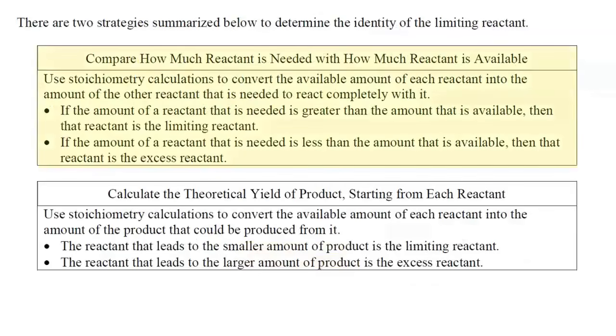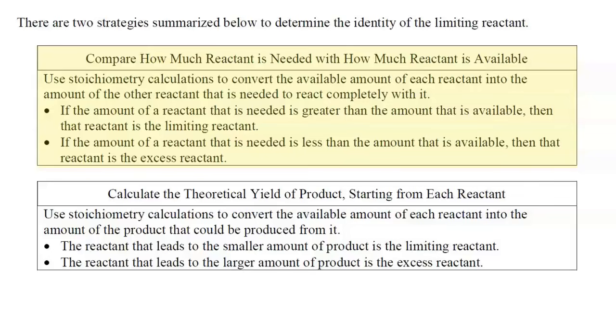So there are two strategies to determine the identity of the limiting reactant. The one that I just talked about was the following. If you compare how much reactant is needed with how much reactant is available, you use the stoichiometry calculations to convert the available amount of each reactant into the amount of the other reactant that is needed to react completely with it. And if the amount of a reactant that is needed is greater than the amount that is available, then that reactant is the limiting reactant. But if the amount of a reactant that is needed is less than the amount that is available, then that reactant will be the excess reactant.